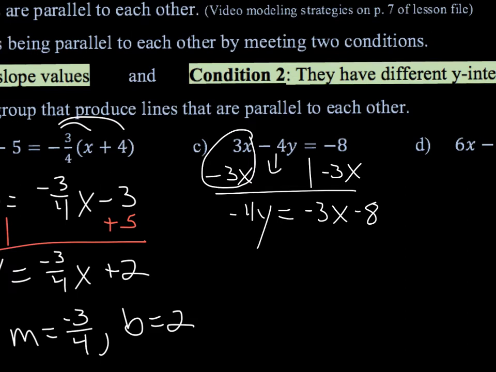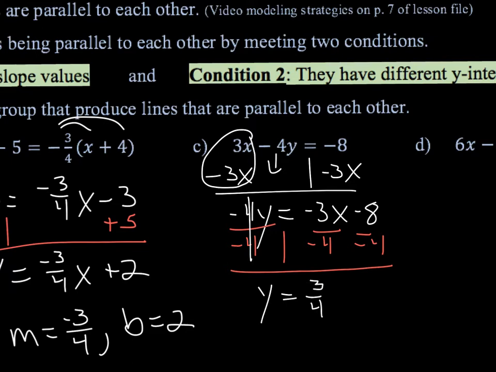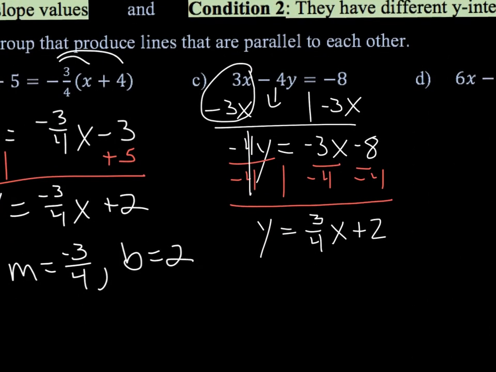-4y. Now we just need to undo that multiplication by -4 by dividing all terms by -4. And I get the equivalent equation now in slope-intercept form. That's 1. So I have y is equal to -3 divided by -4. That double negative becomes a +3/4. And -8 divided by -4 is +2. So now I can easily identify the slope as 3/4, the y-intercept as +2.